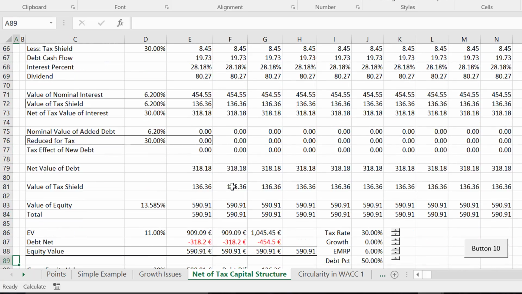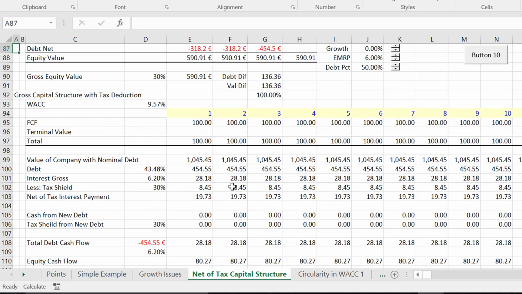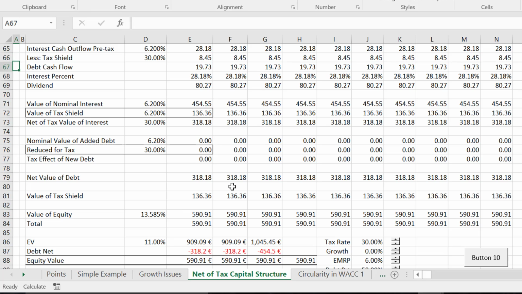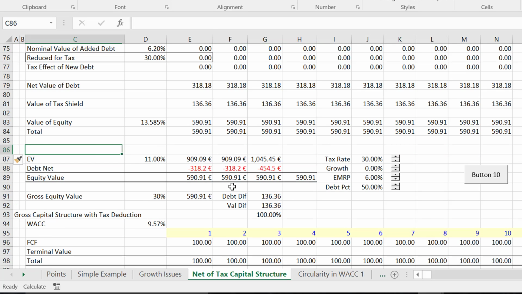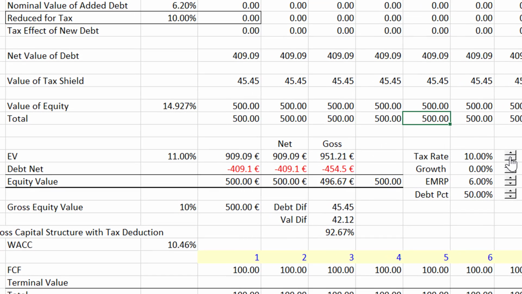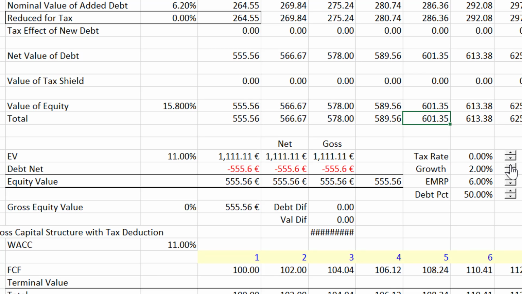And then I did this whole valuation in two different ways. Okay? One with the net of tax capital structure and one with the gross of tax capital structure. And this is the net method, and this is the gross method. Okay, and what happens, as long as the growth rate is 0 or the tax rate is 0, you get exactly the same values.